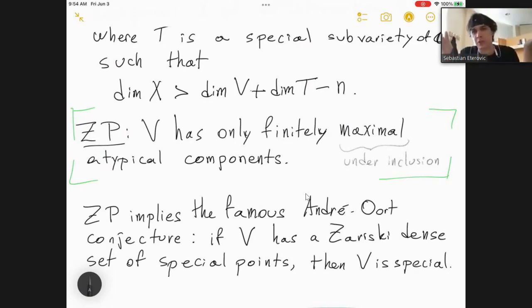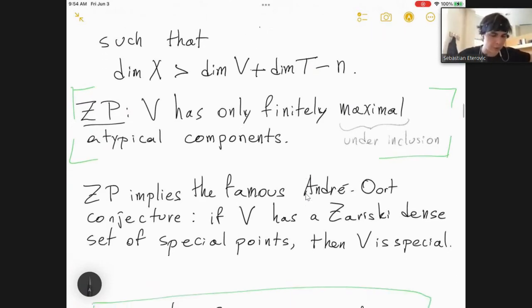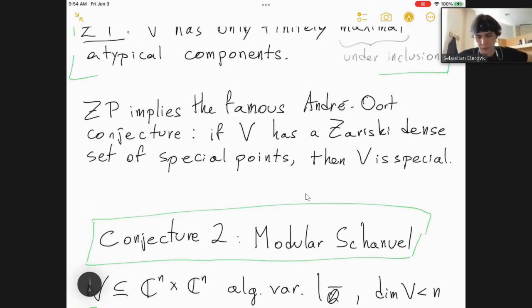This is the first conjecture that I want to talk about, the Zilber-Pink conjecture. It has its origins in Diophantine geometry. It's saying something about the behavior of special subvarieties inside of C^n. It's telling you something very special about how they're placed inside of C^n. So we will talk more about this, and we will also talk a little bit about what is known. But now I want to go into the second conjecture called modular Schanuel.